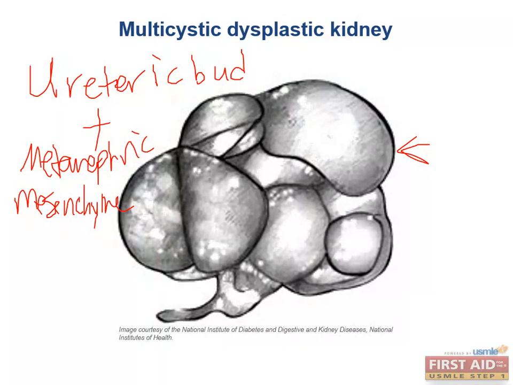Now, if it only happens unilaterally in the patient, it is generally asymptomatic, because the contralateral kidney can compensate via hypertrophy. However, a bilateral case would obviously be incompatible with life, because the patient would not have the ability to produce urine, to produce amniotic fluid, and they would eventually end up with what? Potter's syndrome.